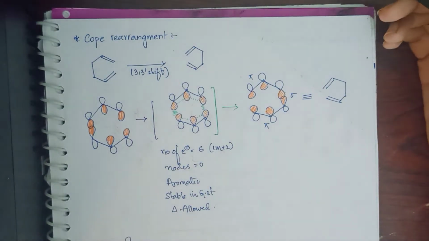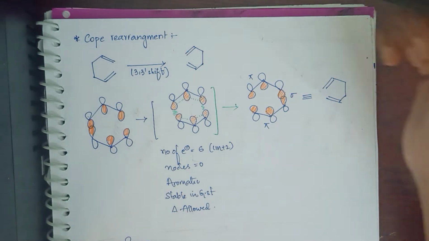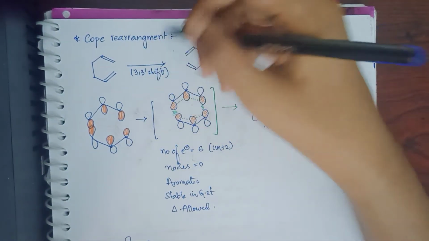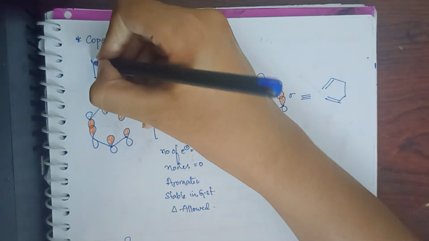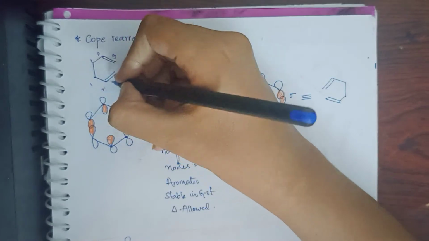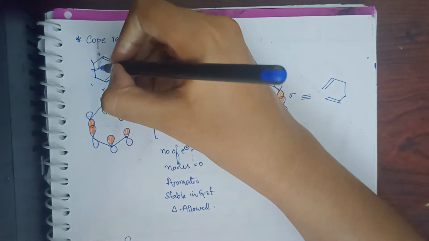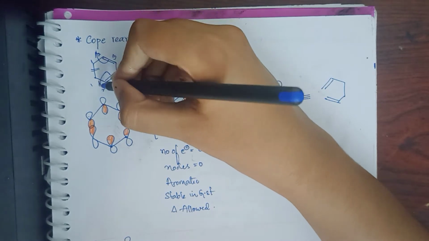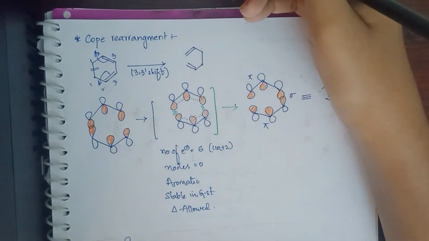Next, go to the Cope rearrangement. What is the Cope rearrangement? It is a 3,3 sigmatropic shift. See here I am numbering 1, 2, 3, and here also 1, 2, 3. The 1,1 bond is breaking and the 3,3 bond is forming, and the position of the double bonds changes. That is known as the Cope rearrangement.